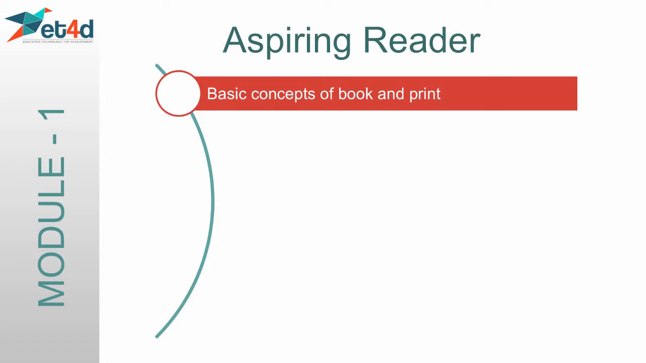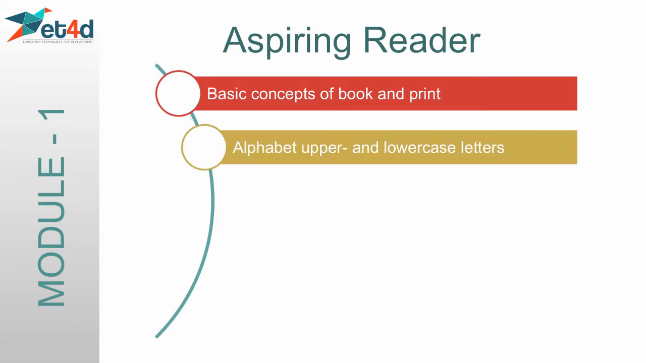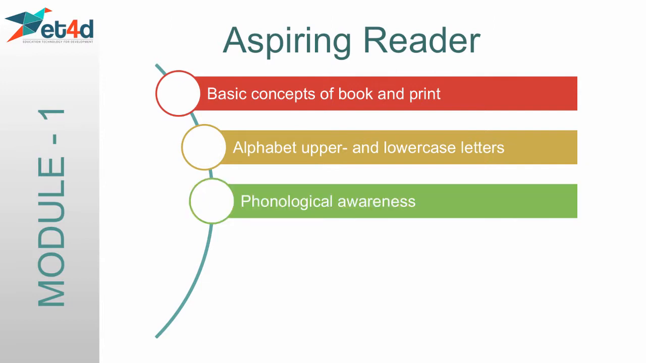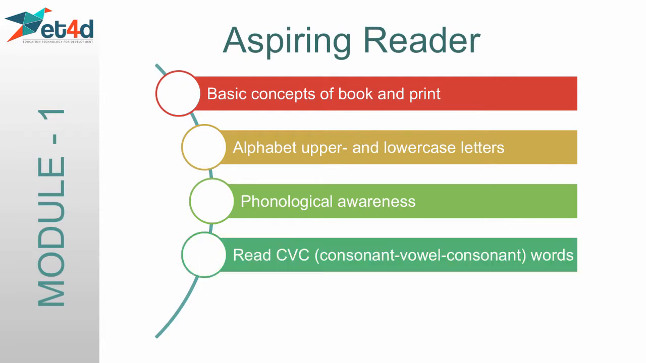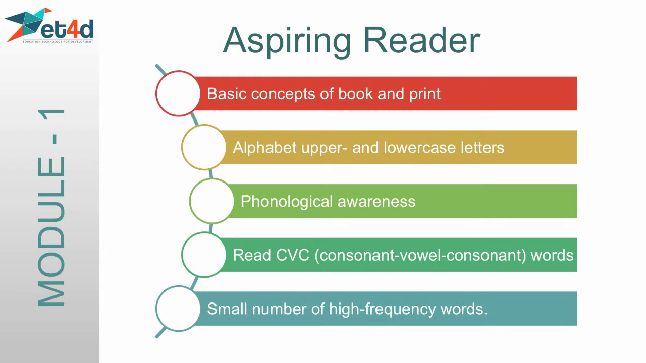Aspiring readers are just beginning to grasp the basic concepts of book and print. They are learning letters and simple combinations and have the ability to recognize and name upper and lowercase letters. They are also developing many phonological awareness skills such as recognizing phonemes, syllables, and rhymes. Aspiring readers are beginning to learn sound and symbol relationships and are able to read combination consonant-vowel words, as well as a number of high-frequency words.